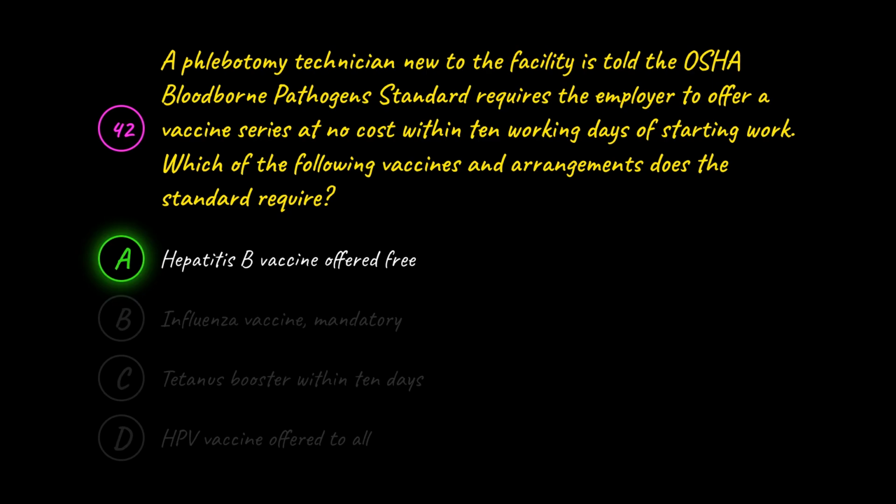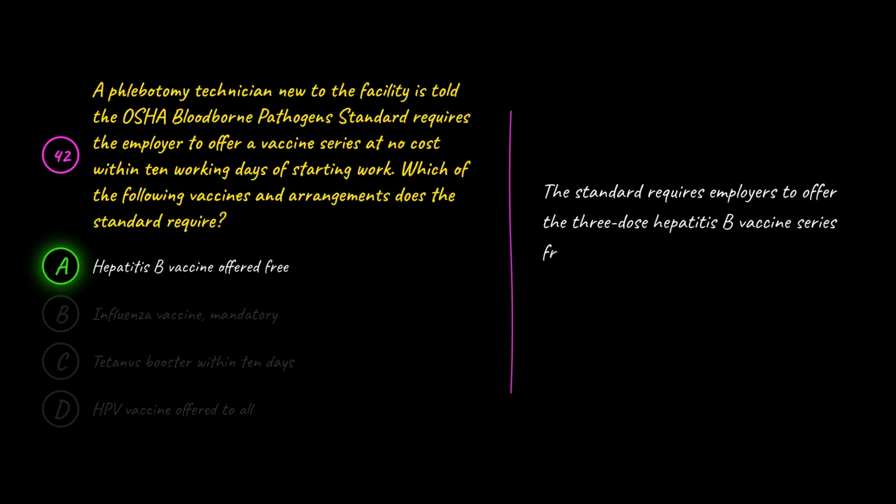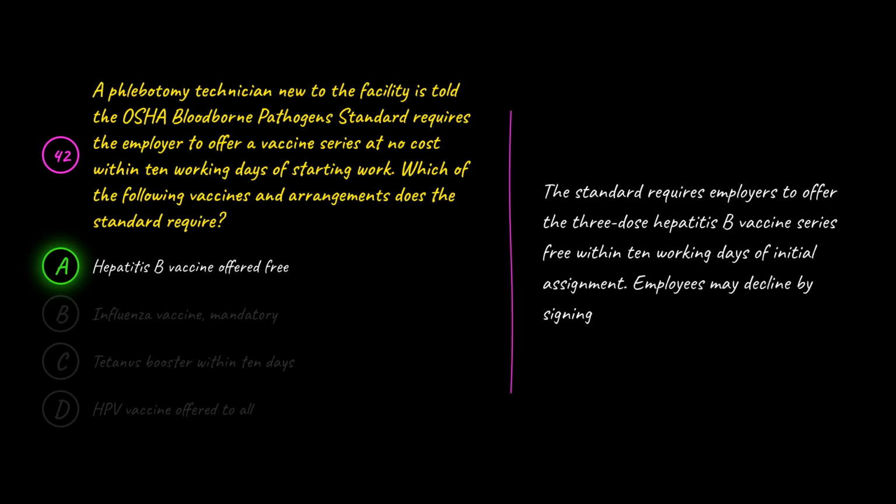Hepatitis B vaccine offered free. A is correct because the standard requires employers to offer the 3-dose hepatitis B vaccine series free within 10 working days of initial assignment. Employees may decline by signing a specific form, but later request the vaccine free.